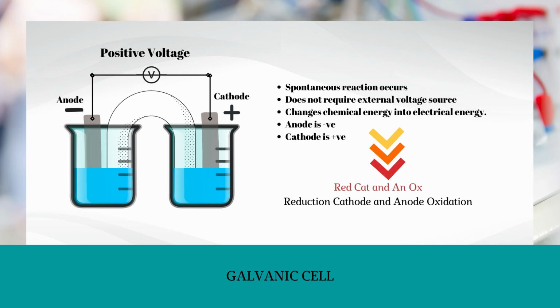Okay, some tips to remember: red cat and an ox. Red cat is reduction at cathode. That means the reduction process happens at the cathode. And an ox is anode oxidation. That means oxidation happens at the anode.